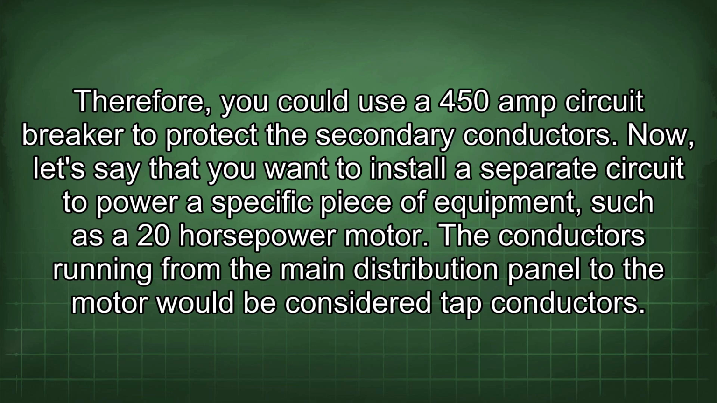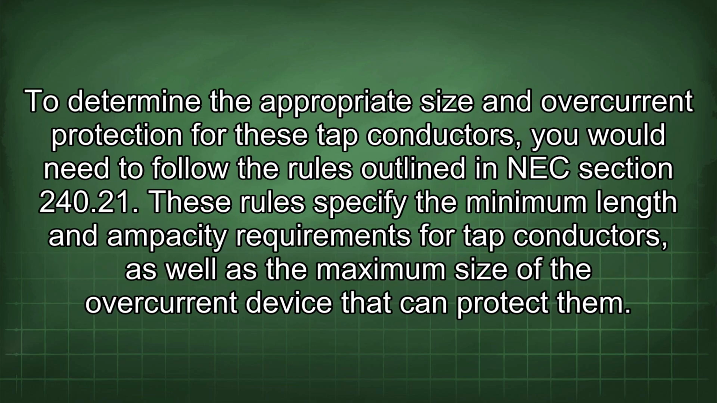Now, let's say that you want to install a separate circuit to power a specific piece of equipment, such as a 20 horsepower motor. The conductors running from the main distribution panel to the motor would be considered tap conductors. To determine the appropriate size and overcurrent protection for these tap conductors, you would need to follow the rules outlined in NEC Section 240.21. These rules specify the minimum length and ampacity requirements for tap conductors, as well as the maximum size of the overcurrent device that can protect them.